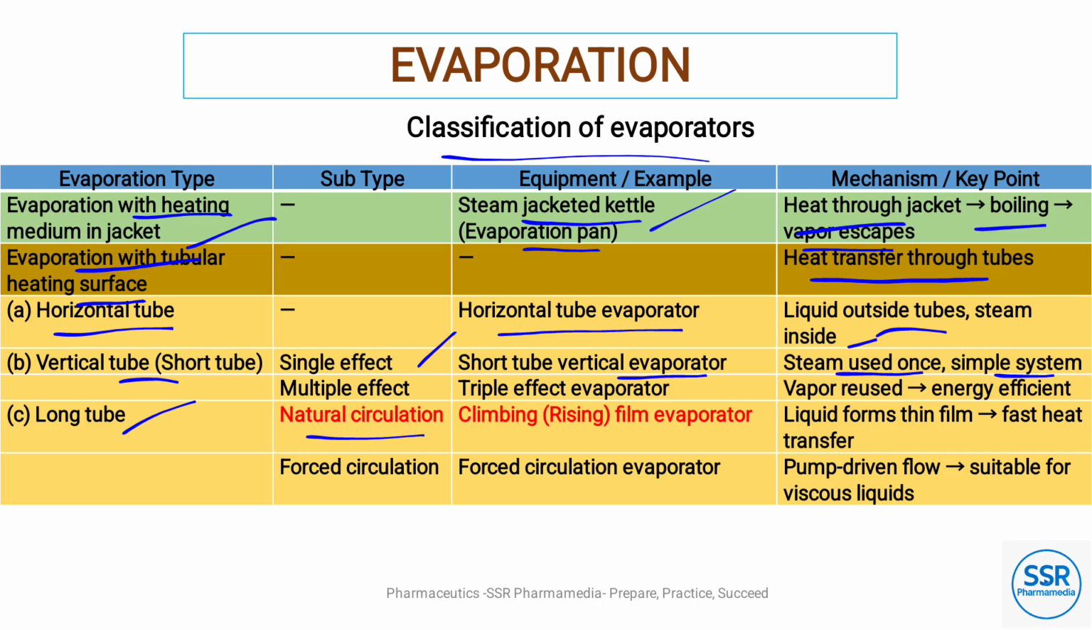Long tube is a natural circulation and it's a climbing film evaporator. Climbing or rising film evaporator is the equipment. The liquid forms a thin film and leads to fast heat transfer. Next is forced circulation. On the vertical there are single effect and multiple effect, same like that, long tube, natural circulation and forced circulation. In forced circulation, evaporators are the equipment. The pump driven flow makes it suitable for viscous liquids.